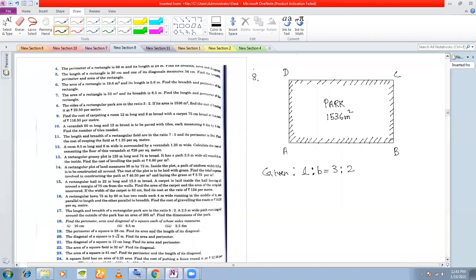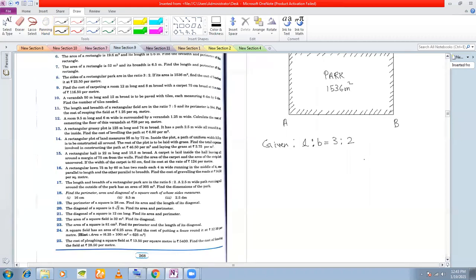Okay, so in order to find out the cost of fencing, we first need to find out the length and breadth of this park. Now, what should be the length and breadth of this park? The ratio is given. The actual length and breadth are not given.